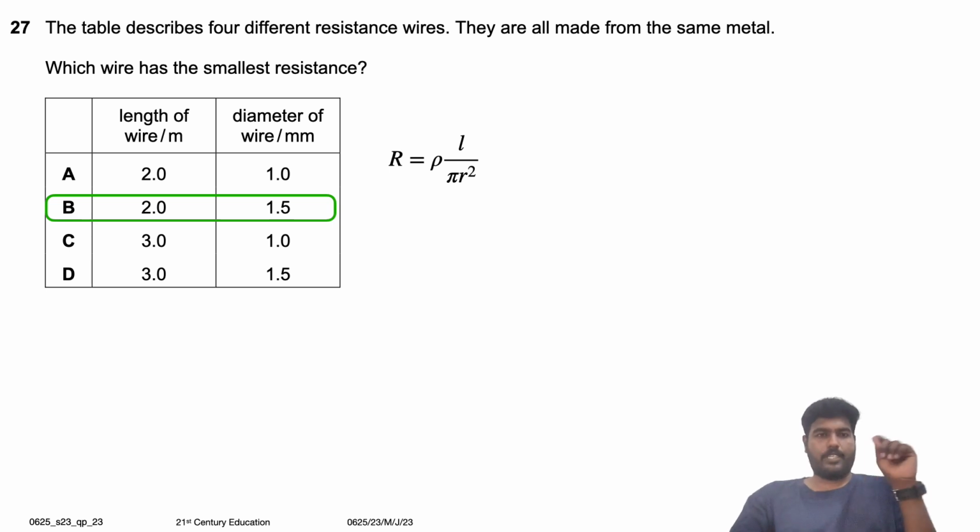Yeah, just one more time. Resistance is proportional to length. So the longer wire will have more resistance. We are looking for small resistance, so shorter wire. Which length is shorter? 2 and 3, 2 is shorter, and the diameter should be higher because it's inversely proportional. The square of it is proportional to resistance. So the higher diameter is 1.5 millimeter.